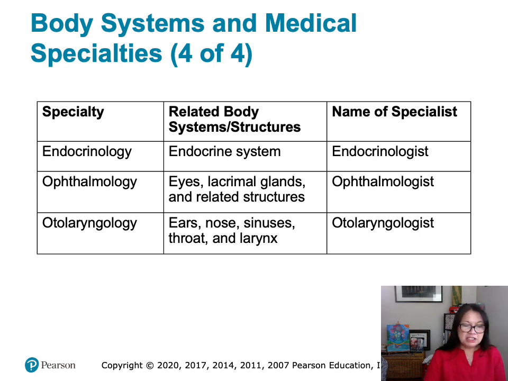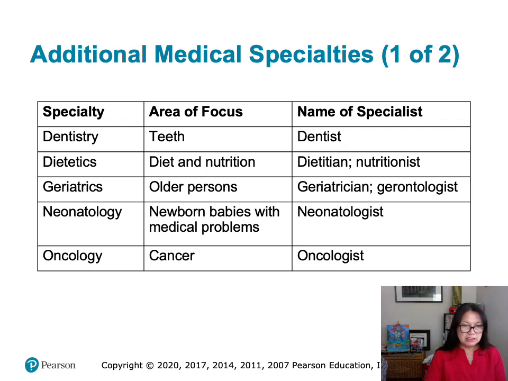Finally, otolaryngology is the medical specialty that deals with the ears, nose, sinuses, throat, and larynx, or your ears, nose, and throat doctor is called an otolaryngologist. It's a physician who specializes in otolaryngology. Beyond the system-focused specialties we just discussed, there are other medical specialists that focus on particular parts of the body, specific diseases, or treatments in selected populations. For example, dentistry is the medical specialty that deals with teeth, and a dentist is a practitioner who specializes in dentistry.